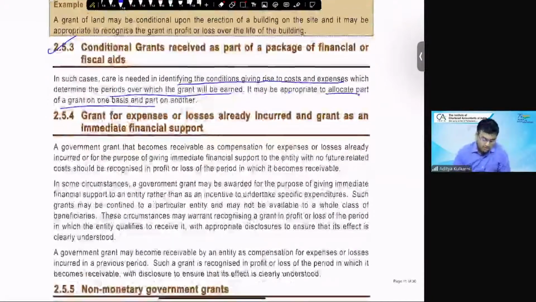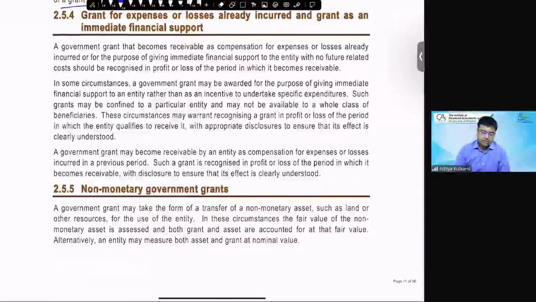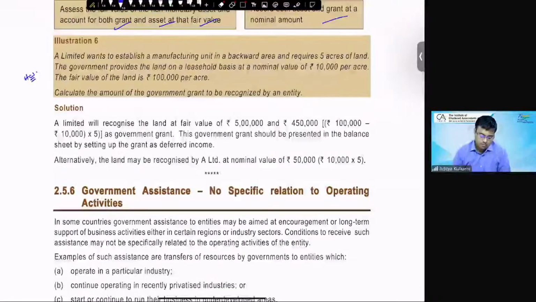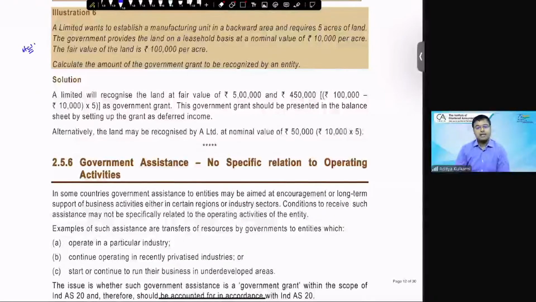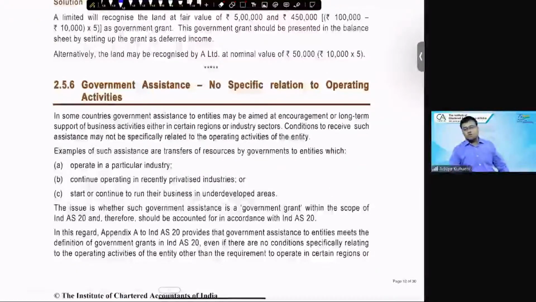Non-monetary grants, we have seen already. We have seen this chart. Yes, you can go through this for homework. Yes, anybody has any doubts so far? No doubts?